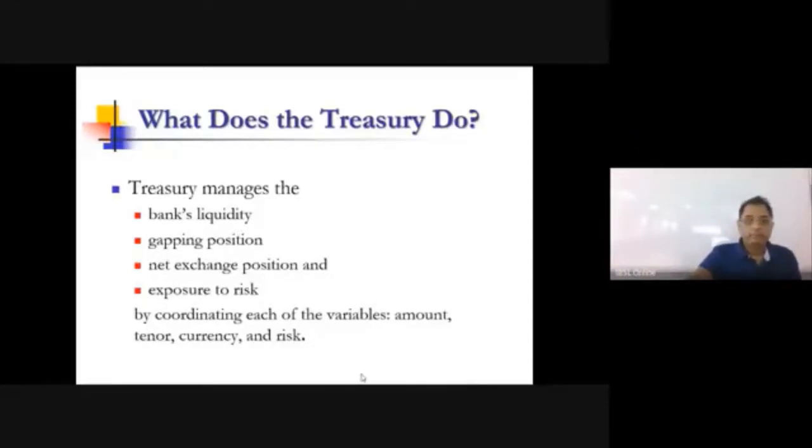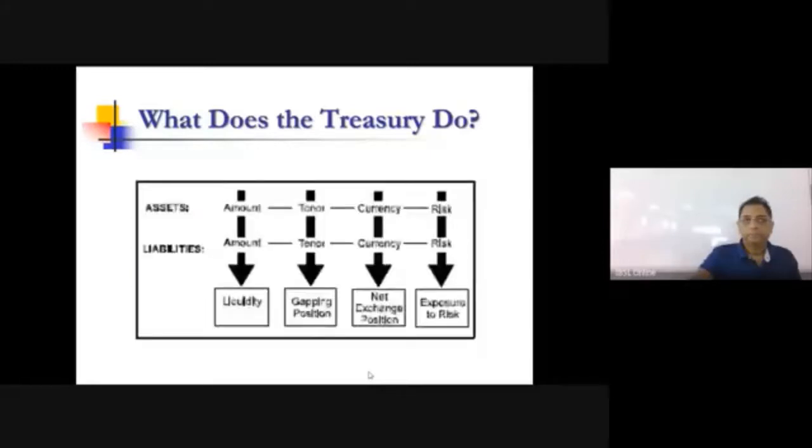Banks, liquidity, making sure that the gapping position in terms of tenors, like we discussed, is managed. Net exchange position is managed, and Treasury looks at where we are exposed to this risk and manages that. They do that by looking at the amounts, tenors, currencies, and the type of risk that we need to manage. So again, if you look at slide 33, you have assets, amounts, tenors. It basically is talking about the same thing, just going into a bit of graphs there.